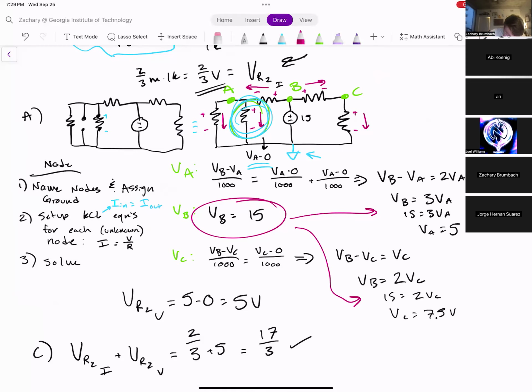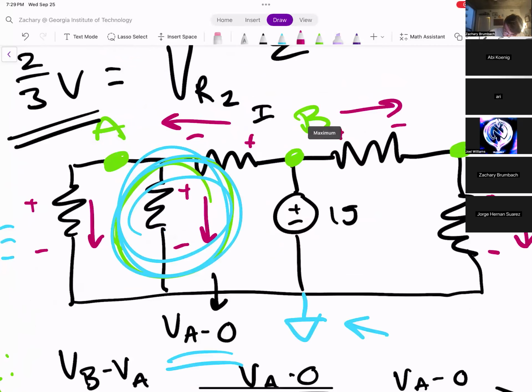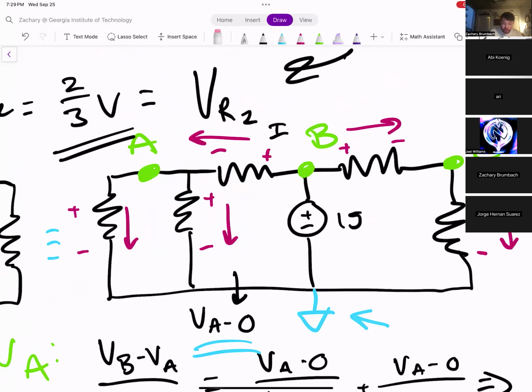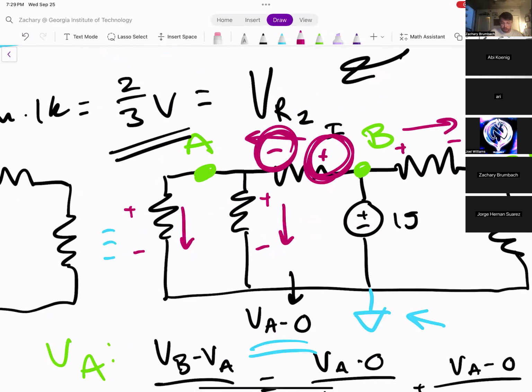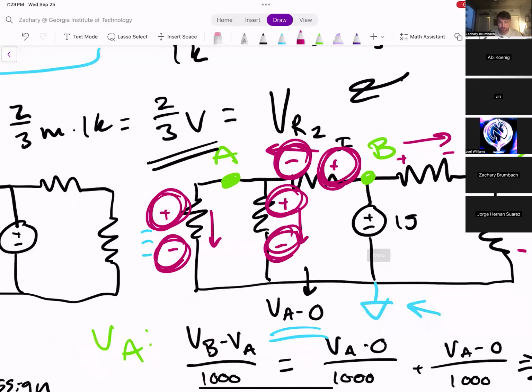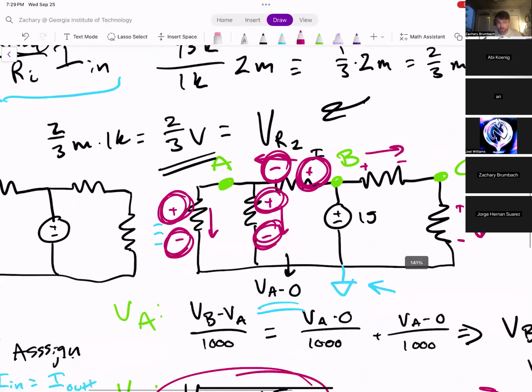So let me erase some of this stuff and get a little closer in here. When we're looking at node A, going in for that one, it's going to be this side minus this side, okay? And then across the bottom, it's going to be this side minus this side, and this side minus this side. Okay. Does that make sense?